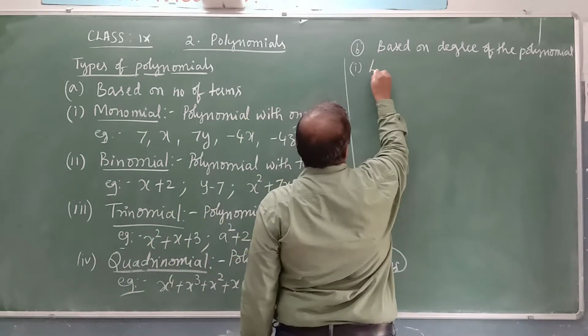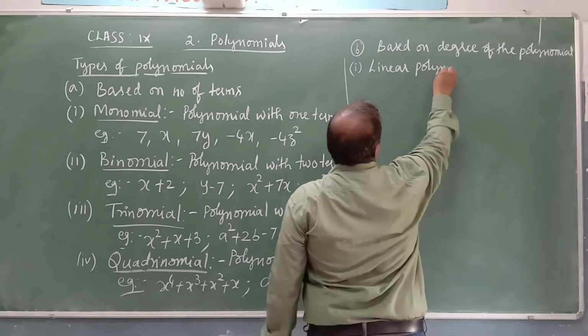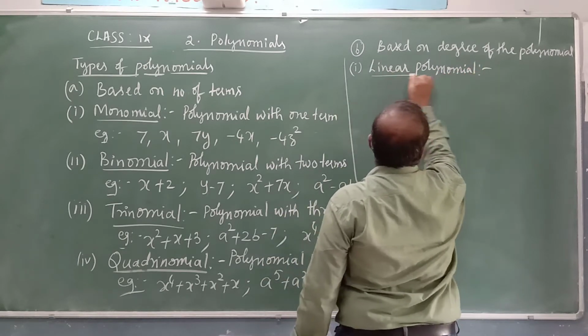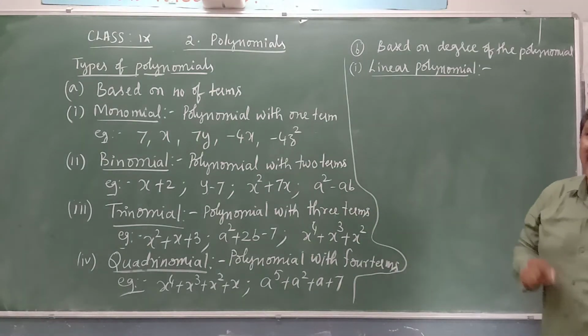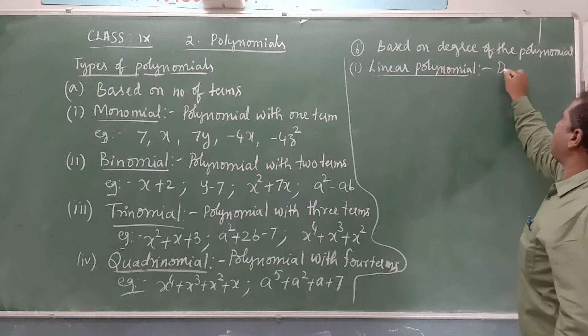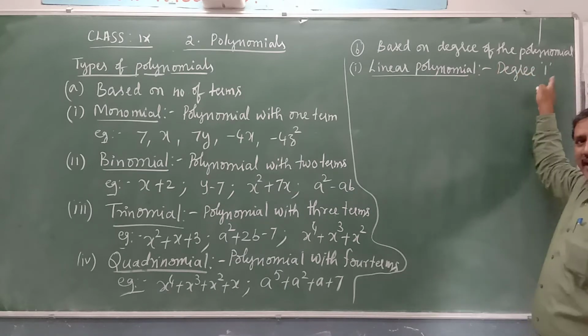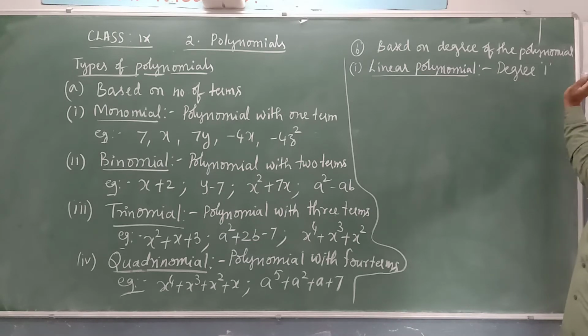The first one is linear polynomial. So what is a linear polynomial? A polynomial with degree 1 is called a linear polynomial. So degree 1. A polynomial with degree 1 is called a linear polynomial.